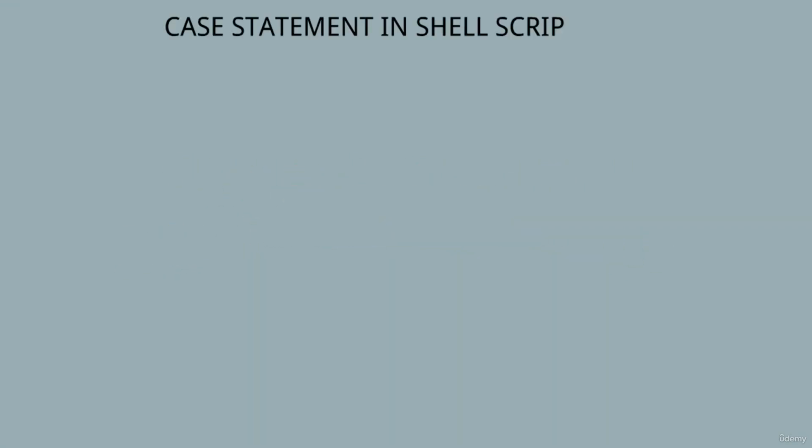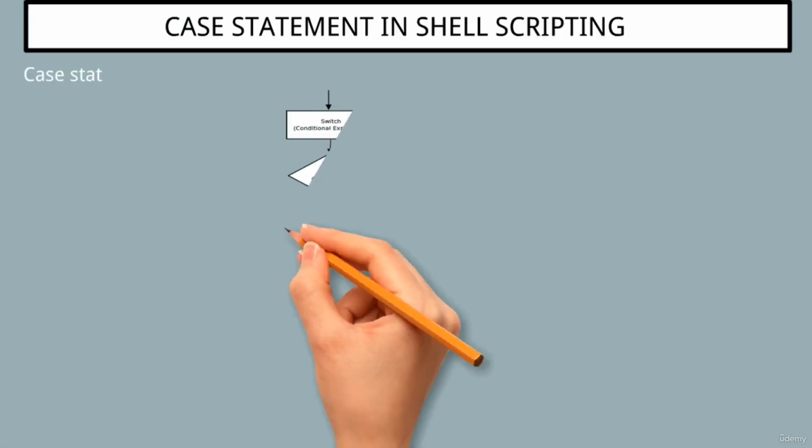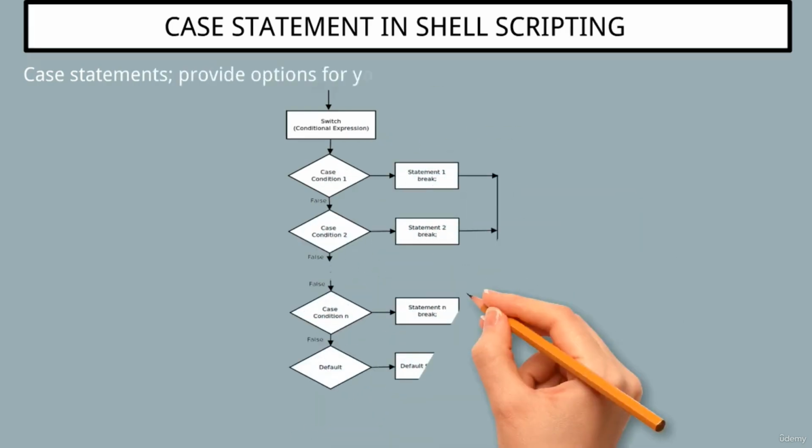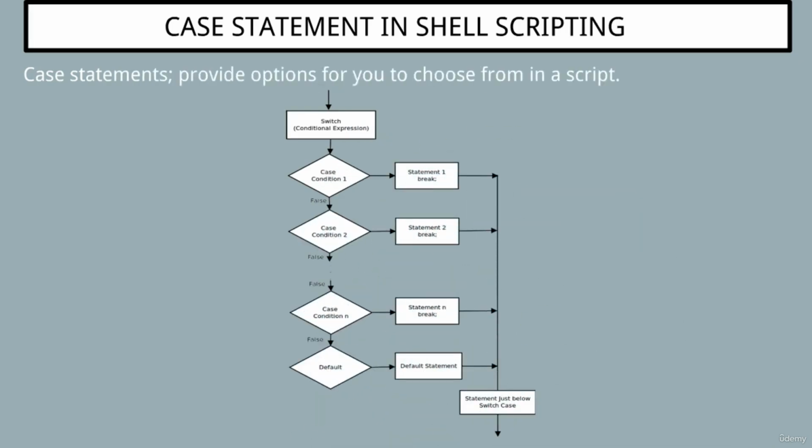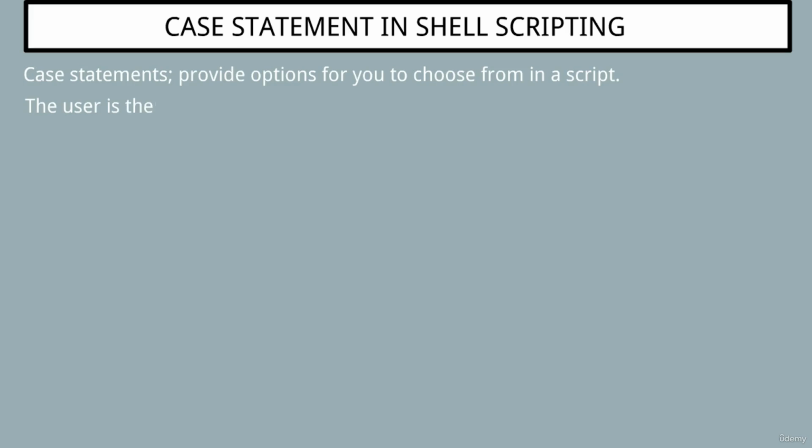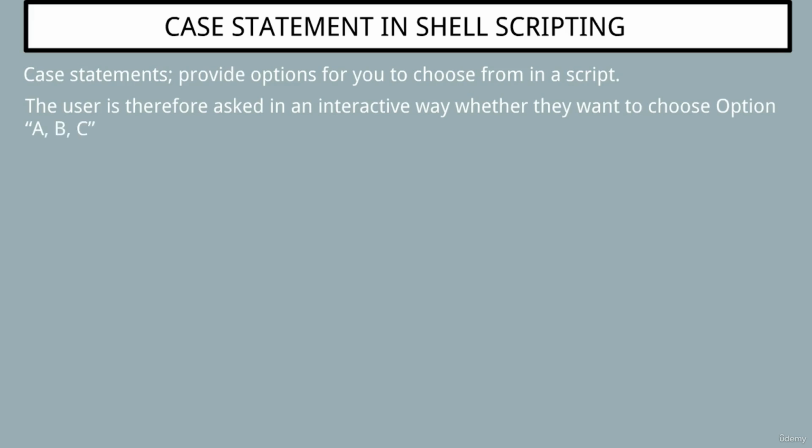In this lecture, we will talk about case statements in shell scripting. Case statements provide options for you to choose from in a script. The user is therefore asked in an interactive way whether they want to choose option A, B, or C. So if option A is selected, the case statement executes it.